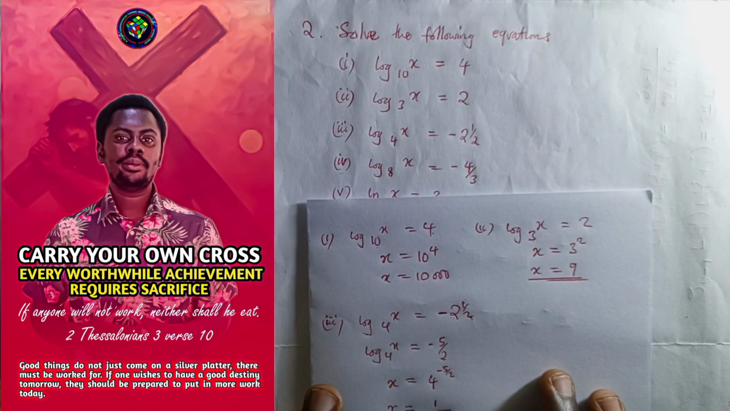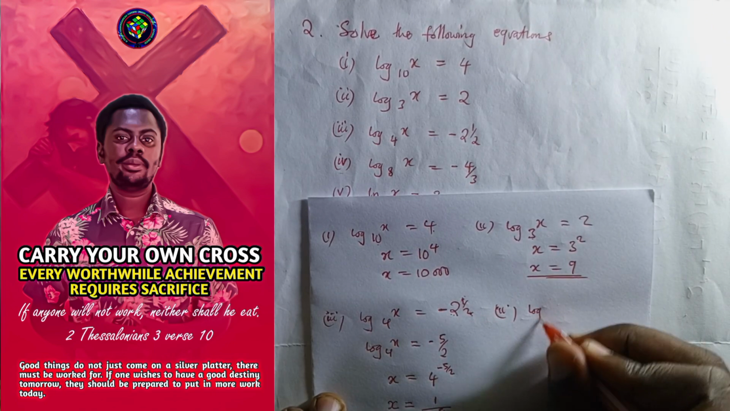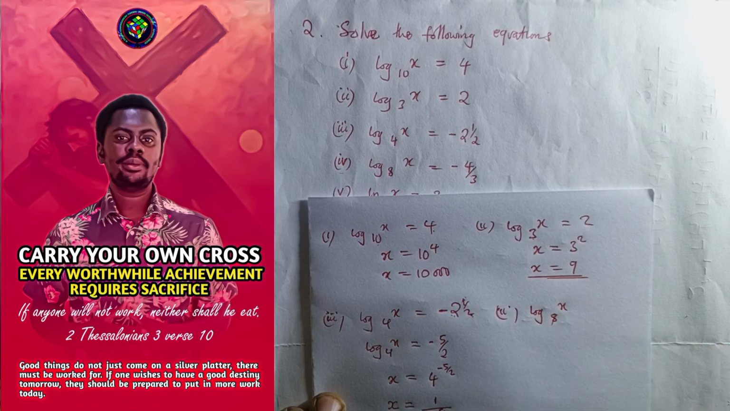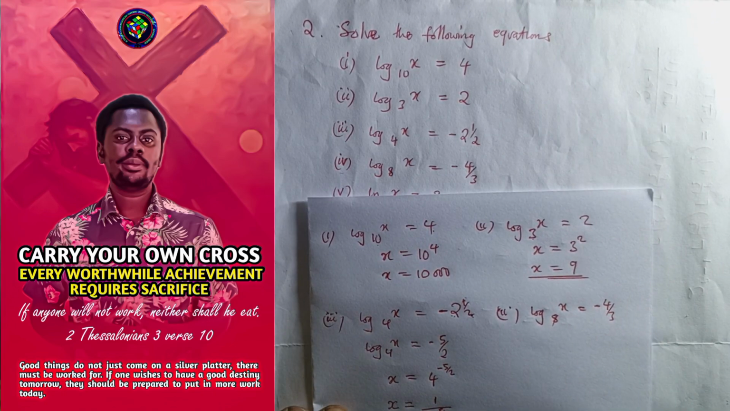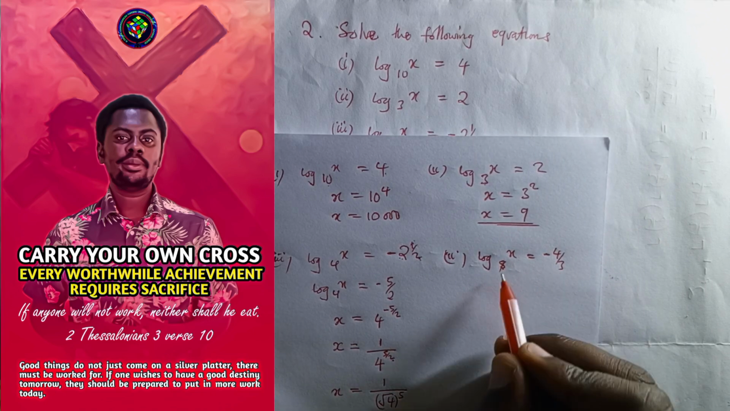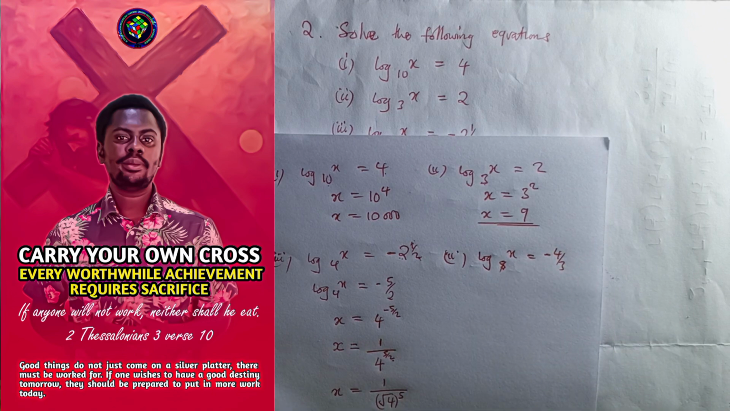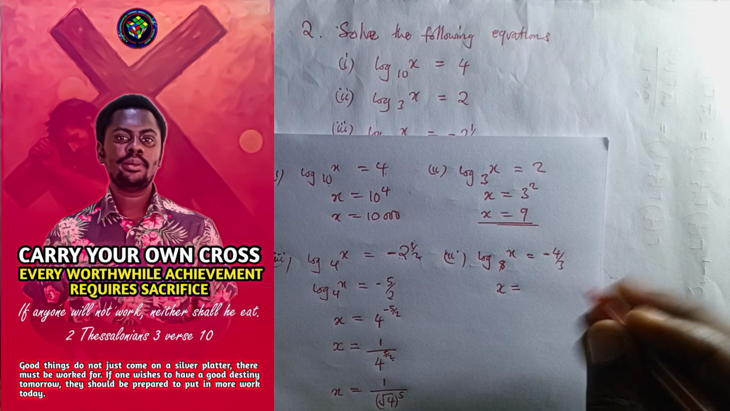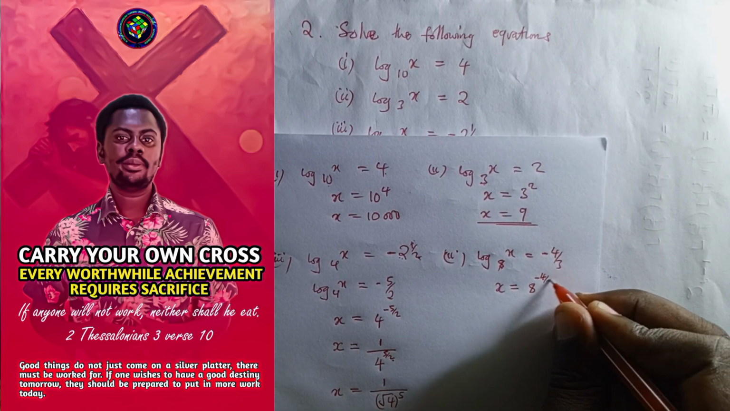And the next one is log of x base 8 is equal to negative 4 over 3. Okay, log of x base 8 is equal to negative 4 over 3. So again, this will go there as our base, then the negative 4 over 3 will be the power. So we are going to have x is equal to 8 to the power negative 4 over 3.